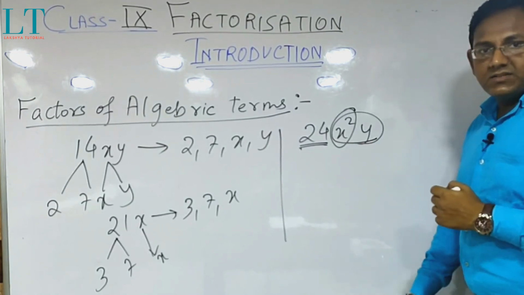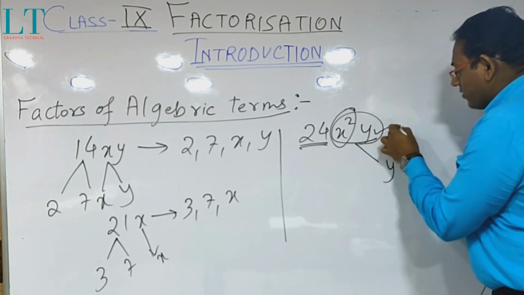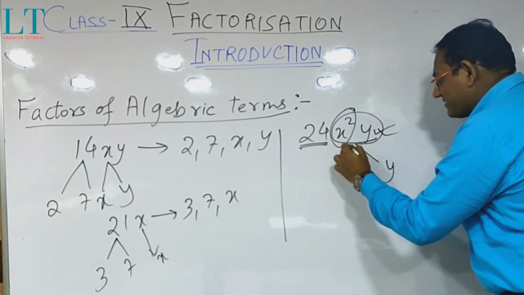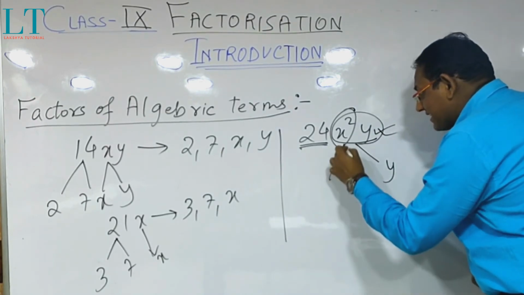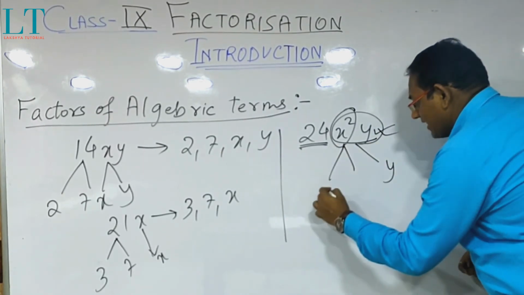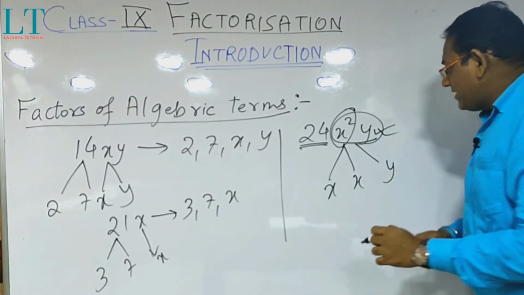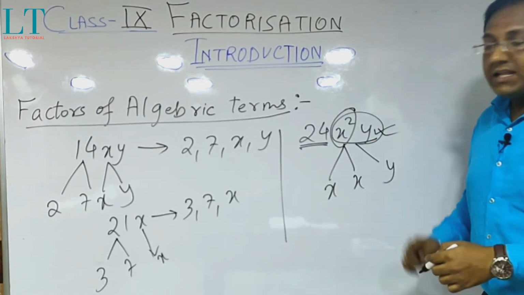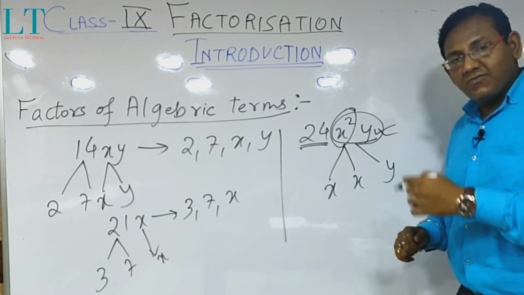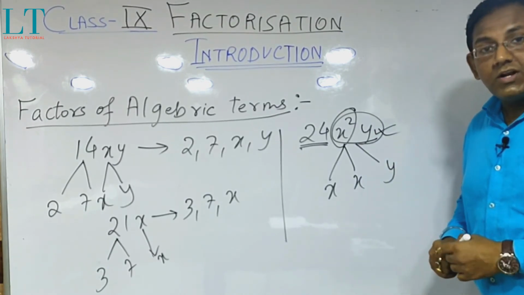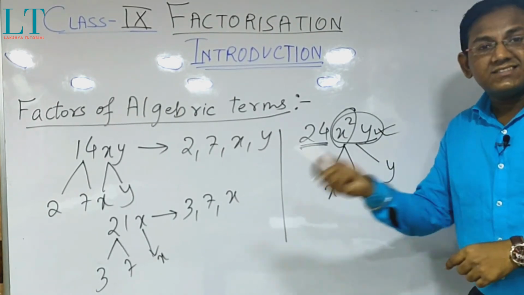Now what are the factors in this particular case? y is a factor because y is present. Similarly, this x square can also be written as x and x, because we are getting x two times. That is the reason I am writing x twice over here. If it would have been x cube, then we would write x, x and x, that means x 3 times.